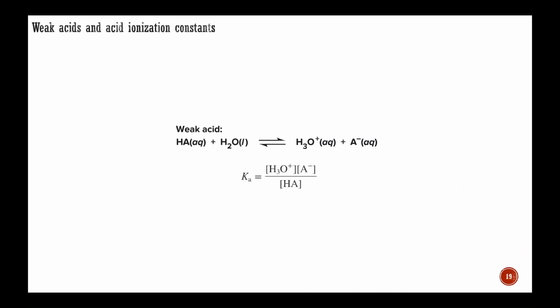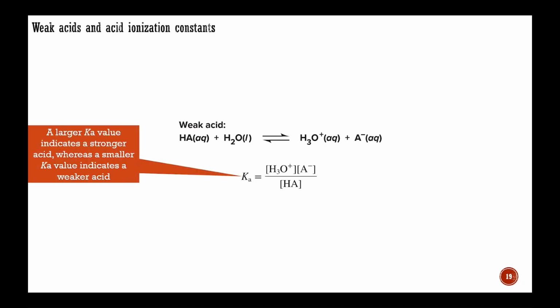Now, consider the ionization of a weak monoprotic acid, represented as HA. The equilibrium expression for this reaction can be written as shown below, where Ka is the equilibrium constant for the reaction. More specifically, Ka is called the acid ionization constant. Although all weak acids ionize less than 100%, they vary in strength. The magnitude of the acid ionization constant indicates the strength of a weak acid. A larger ionization constant value indicates a stronger acid, whereas a smaller ionization constant value indicates a weaker acid.